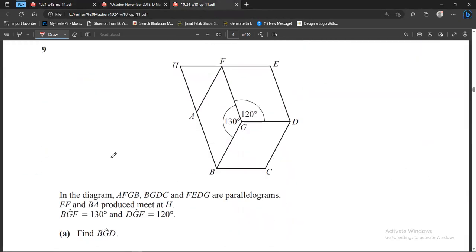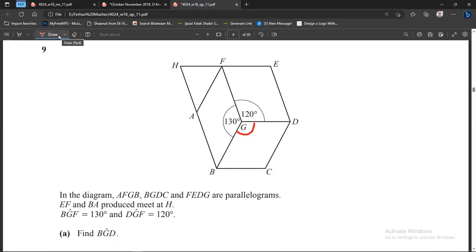Then we have question number 9. He says in the diagram, the AFGB, BGDC, and FEDG are parallelograms. So they are parallelograms. Okay, so EF and BA produced meet at H. The BGF is 130, the DGF is 120. Find the BGD. So they want me to find out this angle, BGD.